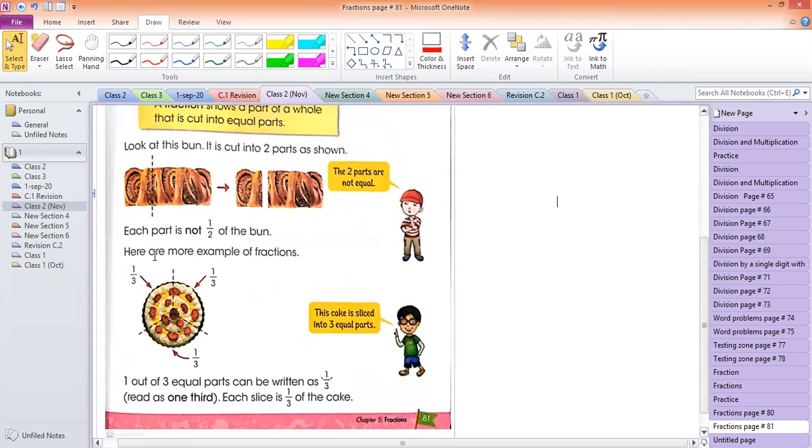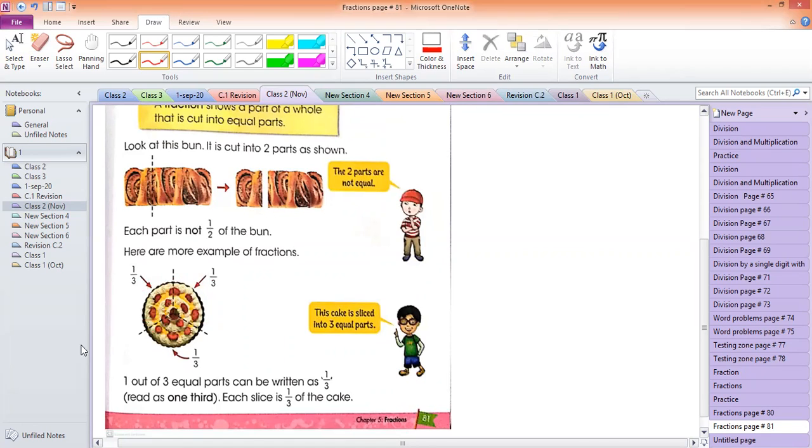Like this is a cake, and we have divided the cake into three equal parts. This is the first part. Look here. This is the first part. This is the second part. And this is the third part. So we have divided it into three equal parts.